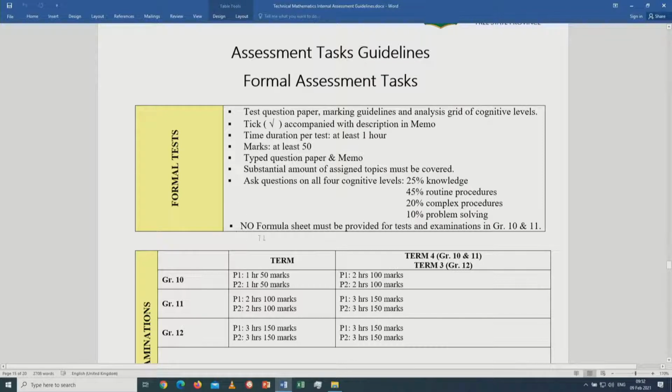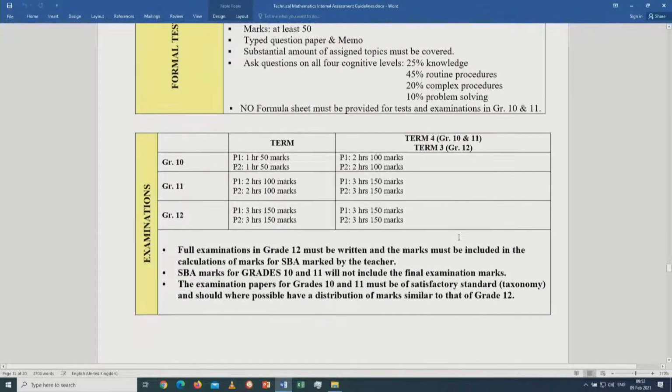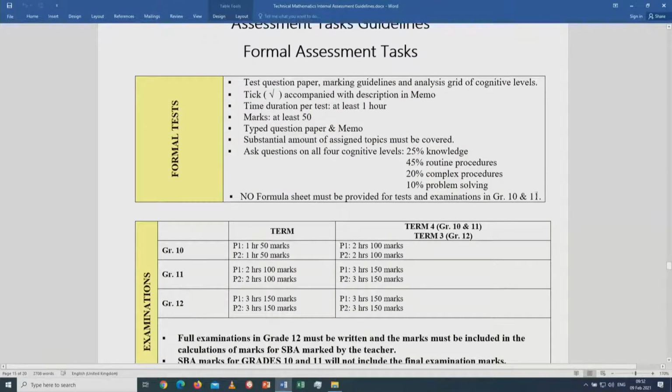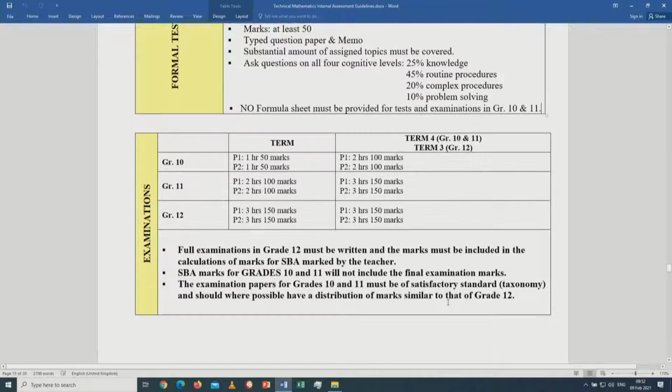And then please, every time when you give learners assessment, no formula sheet must be provided for test and examinations for grade 10 and 11. Formula sheet is only given to grade 12. But I understand under mensuration in grade 11, the formulae are normally given. But not all formulae are given. There are questions where you need to give learners formulae under mensuration, and this is done only under mensuration, for grade 10 and 11. For grade 12, yes, formula sheet is provided.